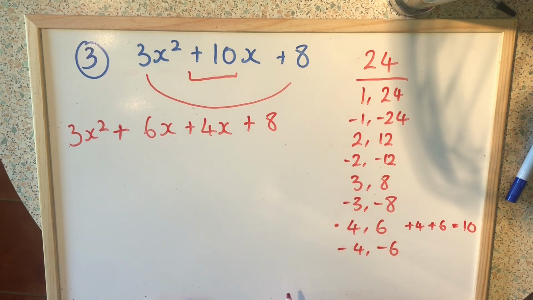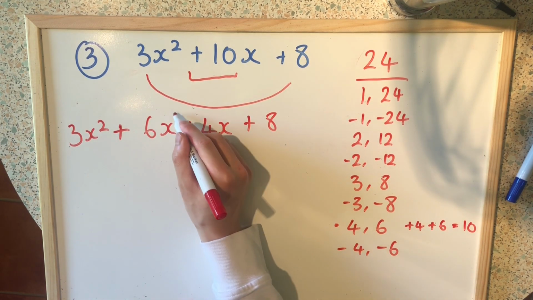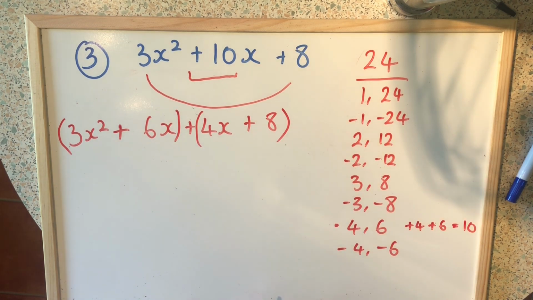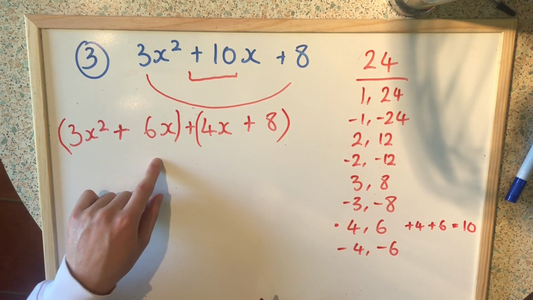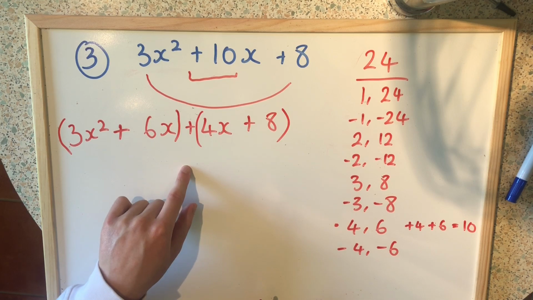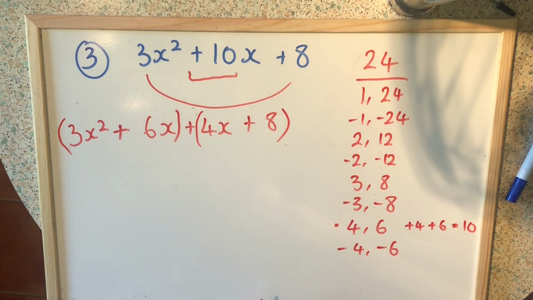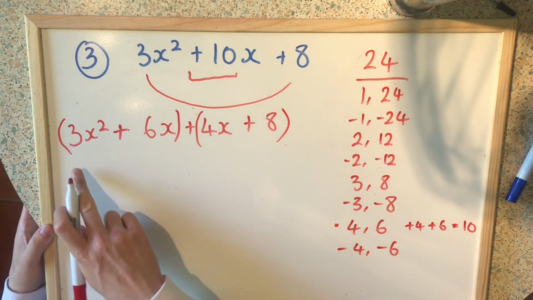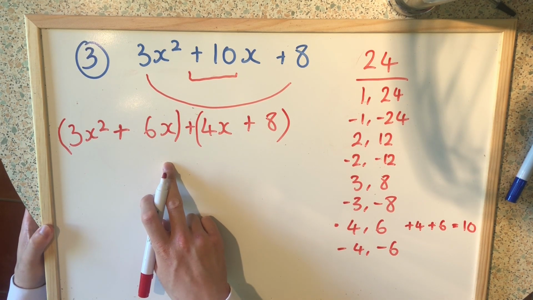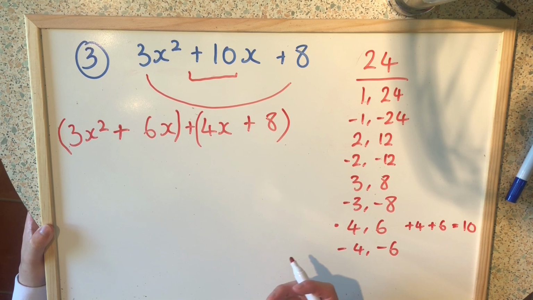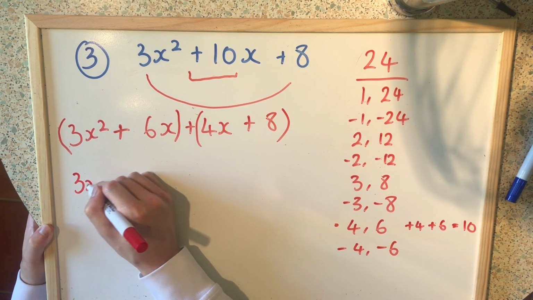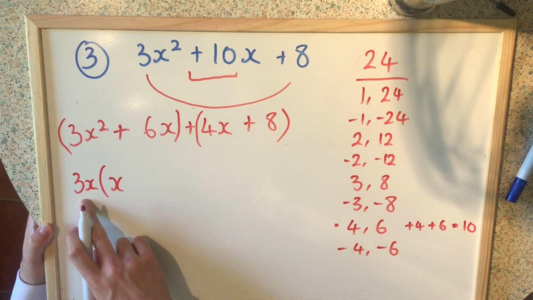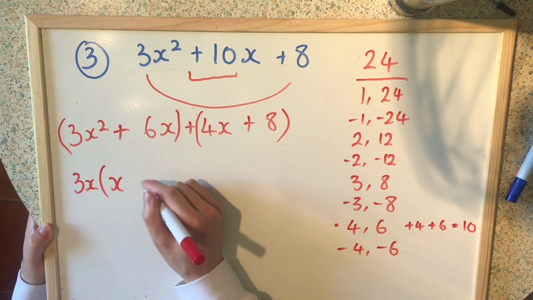The next step is you're going to take this and separate it into 2 brackets like that. I've got 3x squared plus 6x, plus 4x plus 8. And now we're going to factorise each bracket. So 3x squared plus 6x, take out the highest common factor, which is 3x in this case. So 3x, x, 6x divided by 3x is 2.